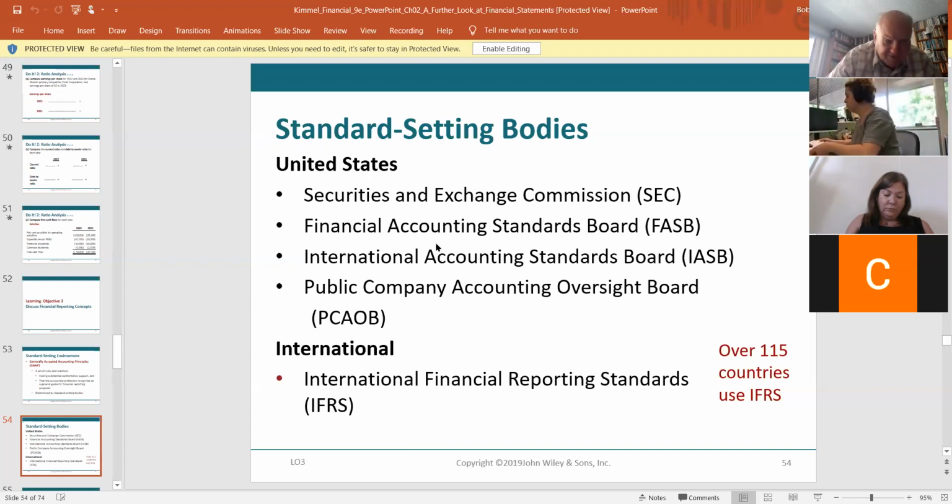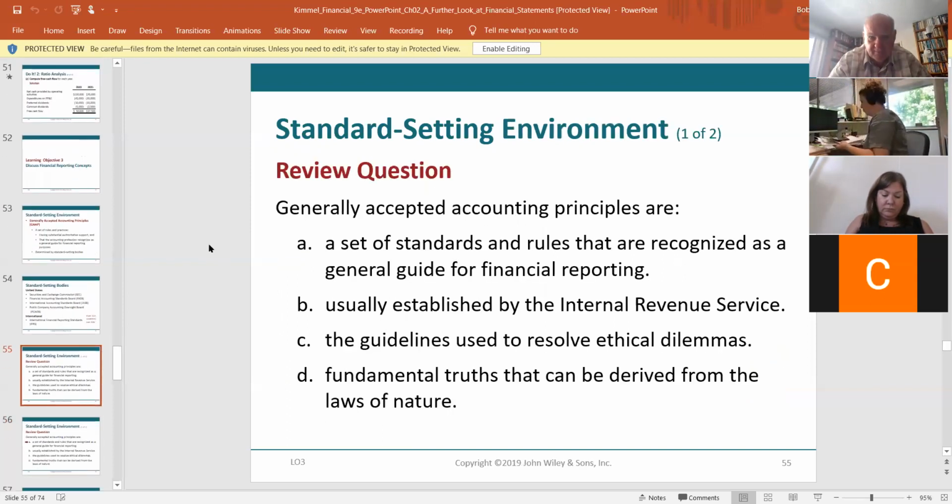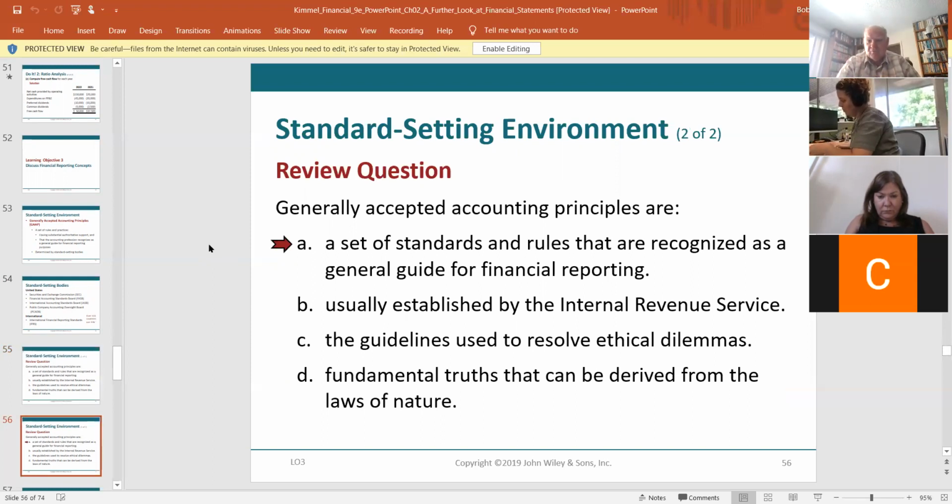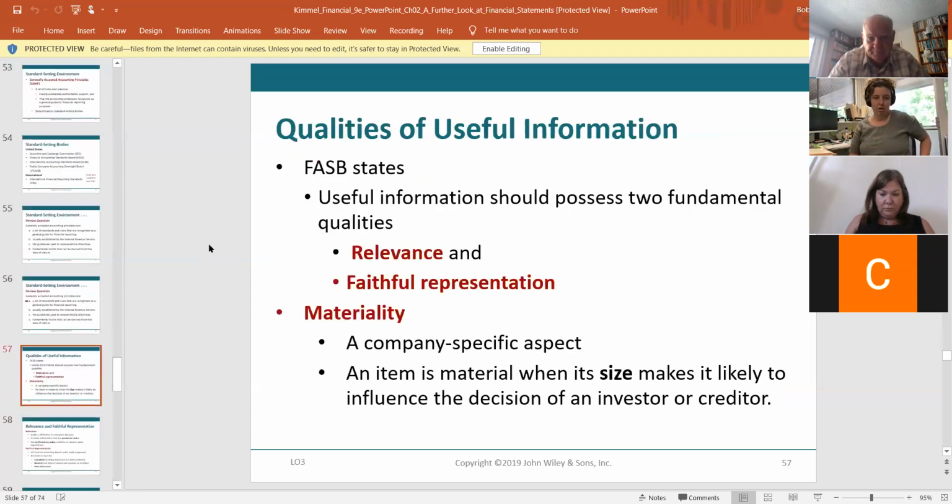Here's another acronym, please. FASB, Financial Accounting Standards Board. Those are the CPAs who put the rules together. Generally accepted accounting principles are a set of standards and rules that are recognized as a general guide for financial reporting. Okay? Set of the rules.